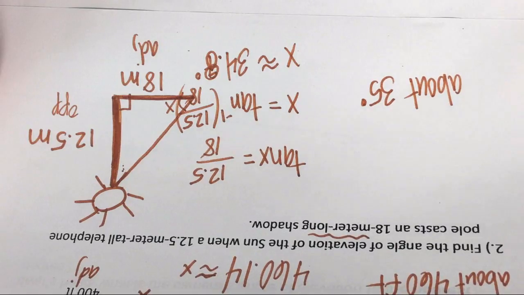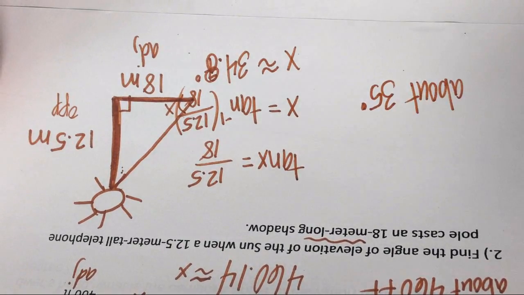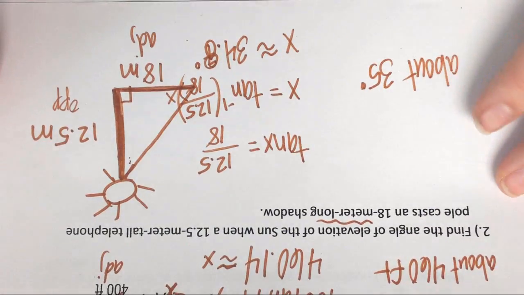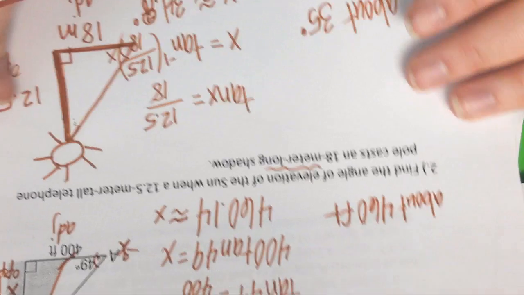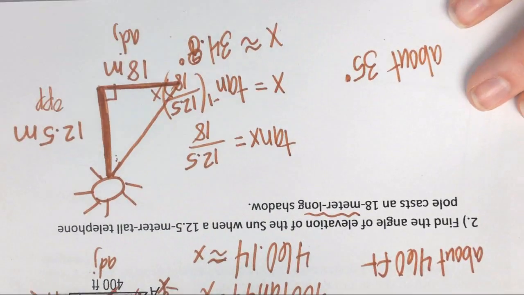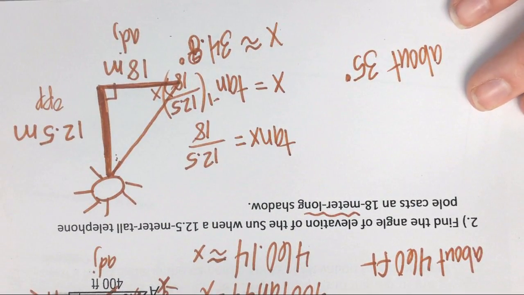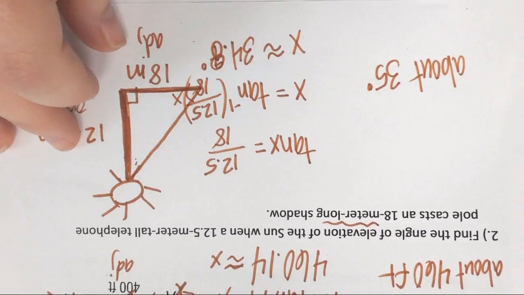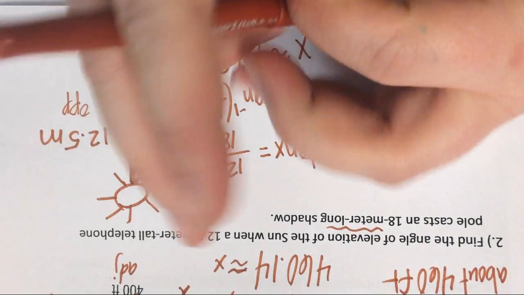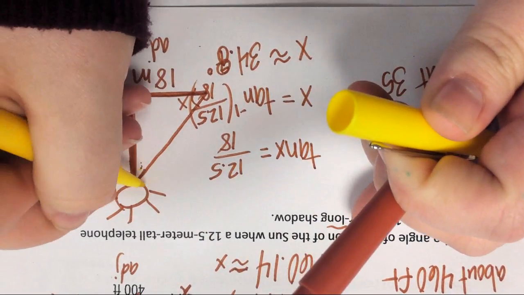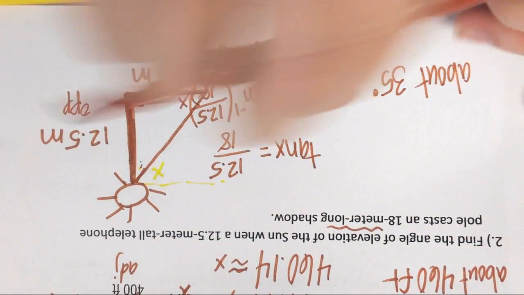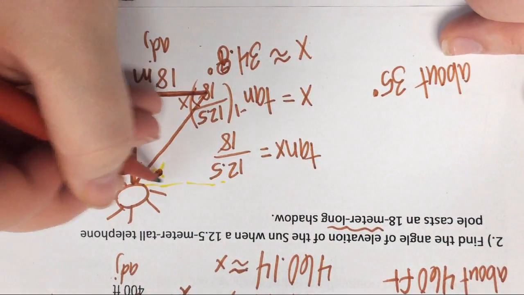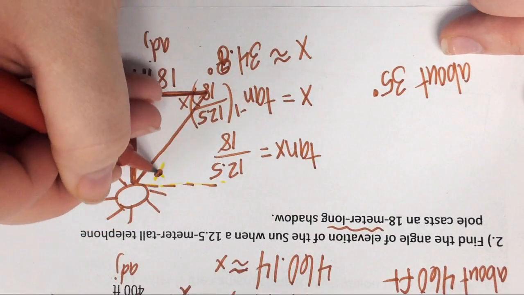Okay, so words I want to use. Let's talk about angle of depression. I'm going to use this picture. It's actually right here. If they ask you for the angle of depression, we're going to put it outside the triangle.